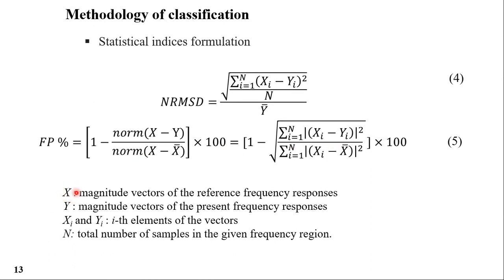Here X shows the magnitude vectors of the reference frequency responses, or the intact frequency response. Y shows the magnitude vectors of the present frequency responses, or the defected frequency response signatures. Xi and Yi are the ith elements of the vectors, and N is the total number of samples in the given frequency region.